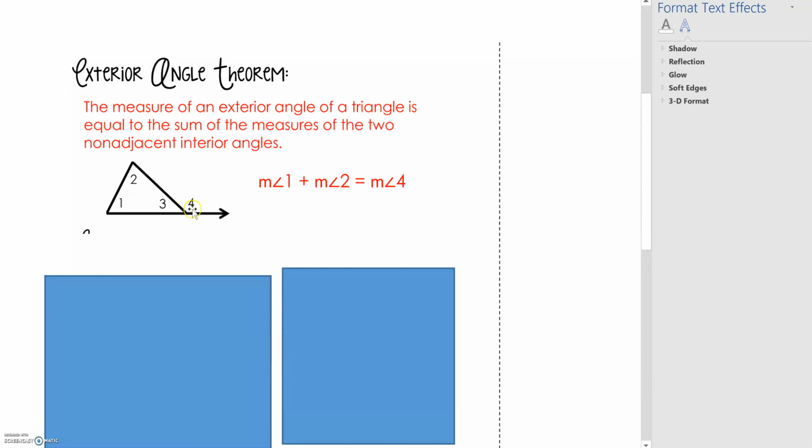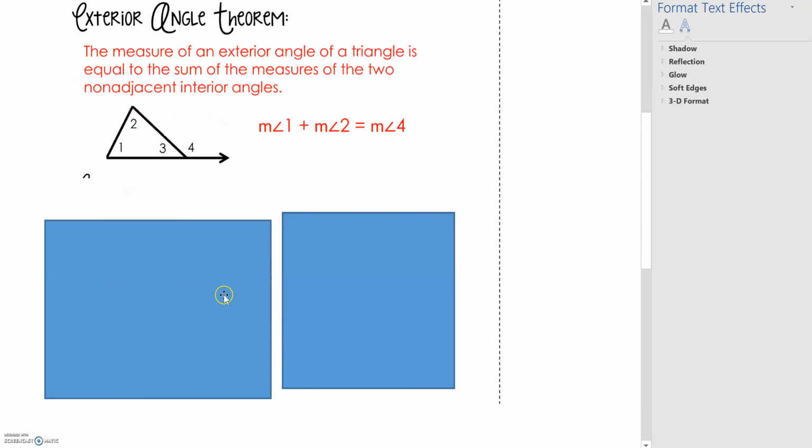Now, how do we make that exterior angle? If you look in this particular diagram, all that we did here was basically just extend one of the sides of the triangle and we created that outside angle. So let's look at an example.